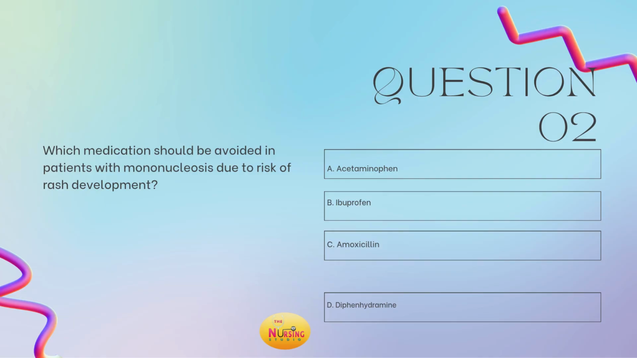All right, question number 2. Which medication should be avoided in patients with mononucleosis due to the risk of rash development? Is it A, acetaminophen? Is it B, ibuprofen? Is it C, amoxicillin? Or is it D, diphenhydramine? Take a moment and tell me what you got.